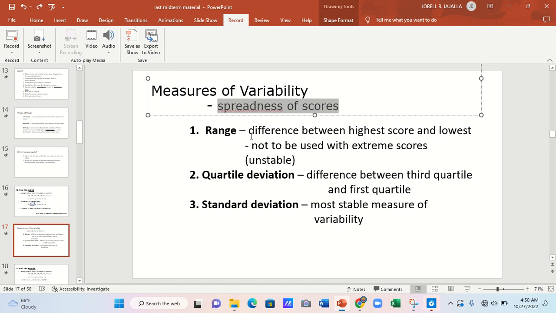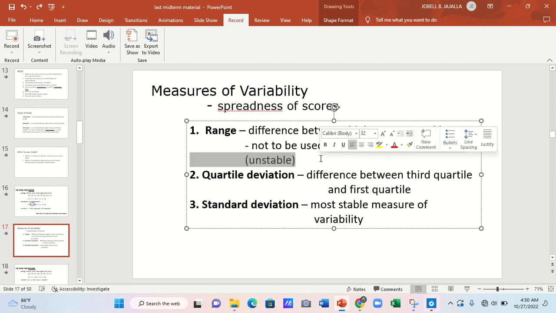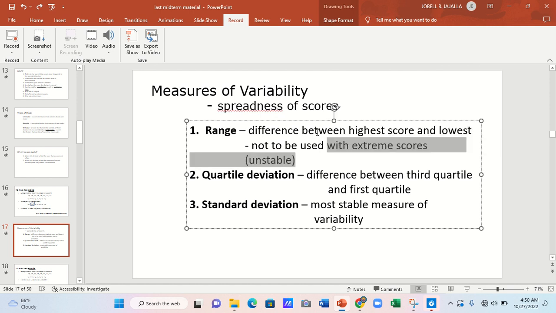So, first, the range. This is the difference between the highest score and the lowest score. So, difference lang, no? I-minus lang nimo ang highest score from the lowest score. And, dili pod siya gamiton kung naay extreme scores, kay unstable siya. Mao na ang tendency niya. Mahimo siyang unstable pag naay highest scorer o lowest scorer, or kanang mga gitawag nato og outliers.